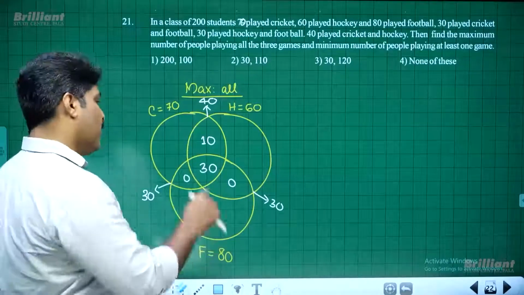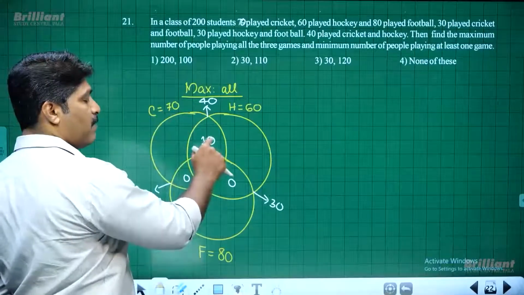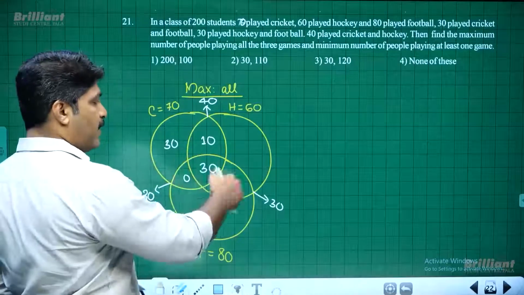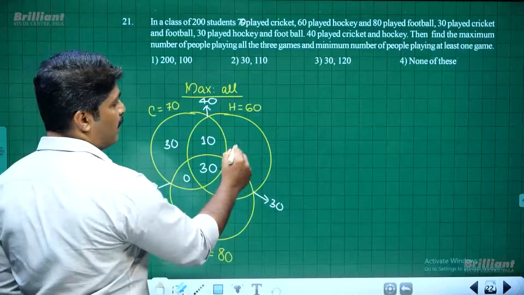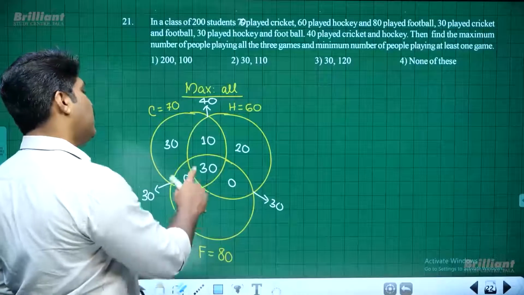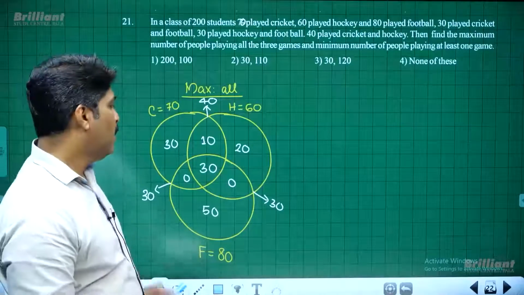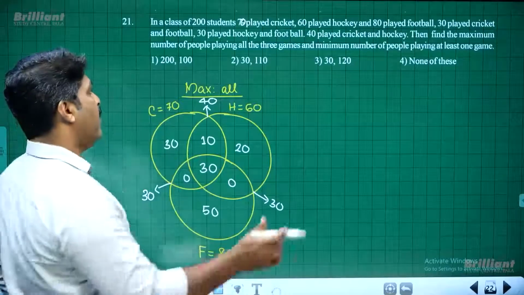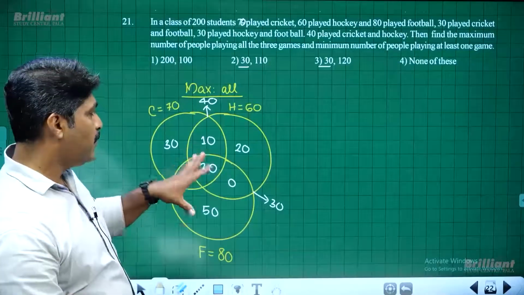Got it? So if this entire circular region represents 70, this is 30 plus 10, that is 40. Therefore this remaining is 30. And this entire region sum will be equal to 60. Therefore 30 plus 10 is 40, 40 plus 20 is 60. And here this entire region is 80. This is 30, therefore this is 50. Correct? So therefore we are sure the maximum possible is 30. So where is it satisfying? Here, these 2 possibilities. This maximum is 30.